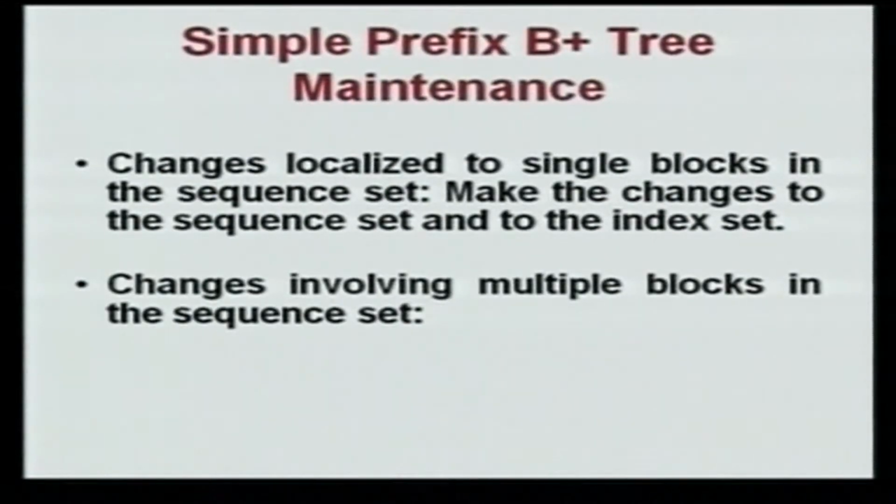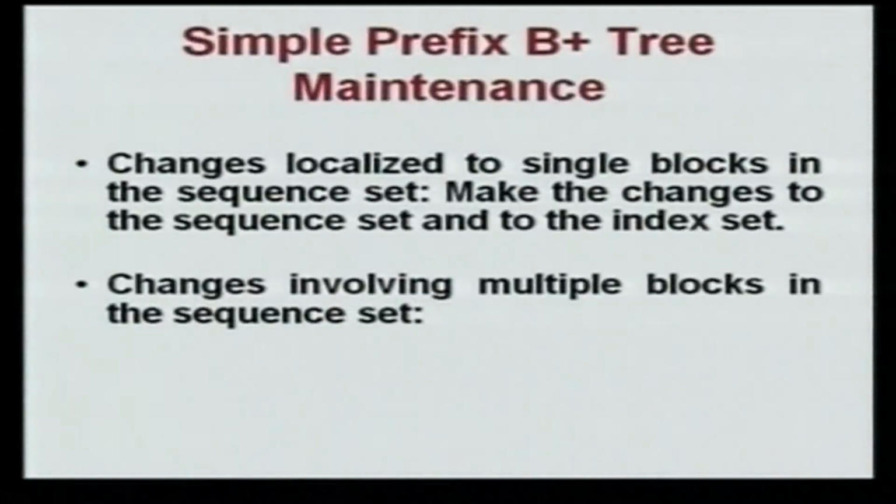So, now the idea is that the changes are localized to single blocks in the sequence set, and you make the changes in the sequence set and to the index set. You do not have to go and search the complete set of records to make any changes. Whatever changes are there, you only do it to a single block. Changes involving multiple blocks in the sequence set are also possible, but that is very rare. And I am still talking about B plus tree.